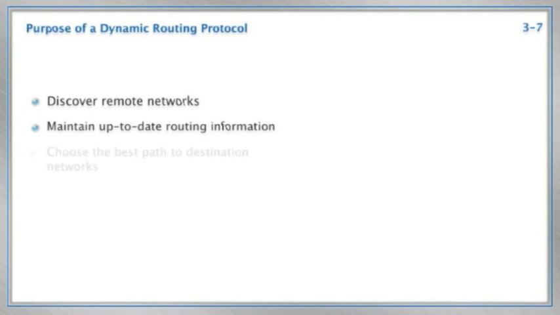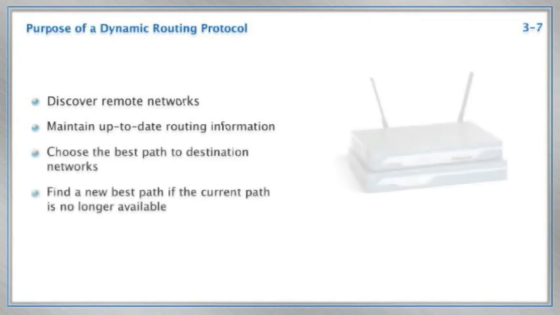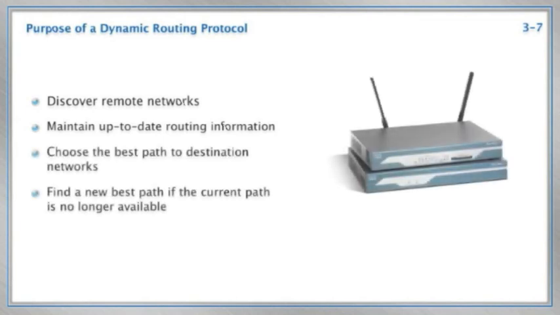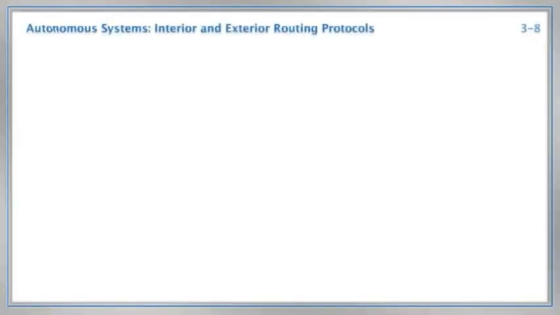So what are routers tasked with? Well, they're tasked with discovering remote networks, maintaining a routing table of that information, choosing what is the best path to get to a destination when there are multiple paths, and if one of the paths or both of the paths go down, what path do we take? Discovering a new path to the destination.